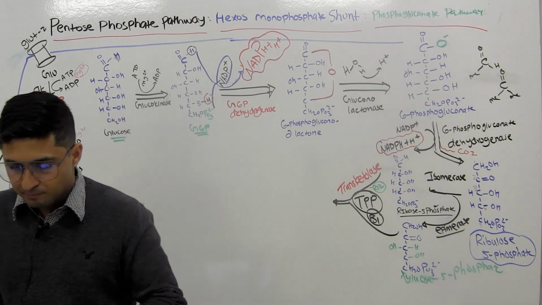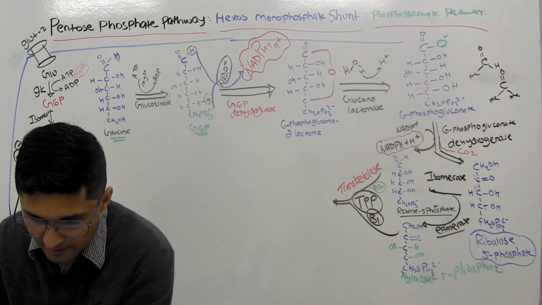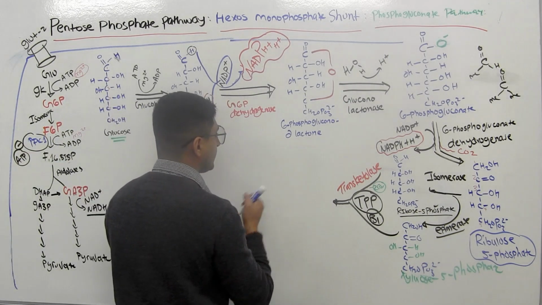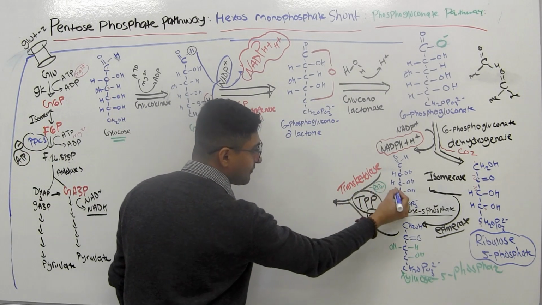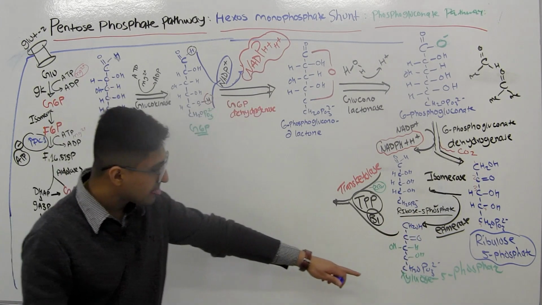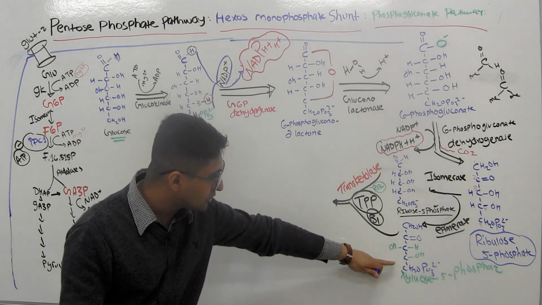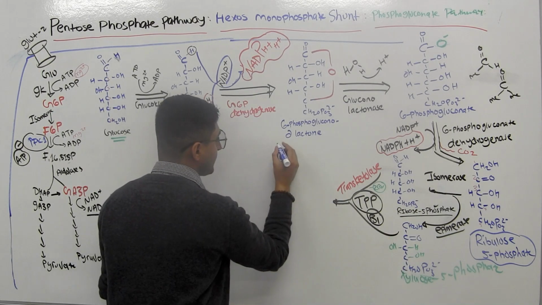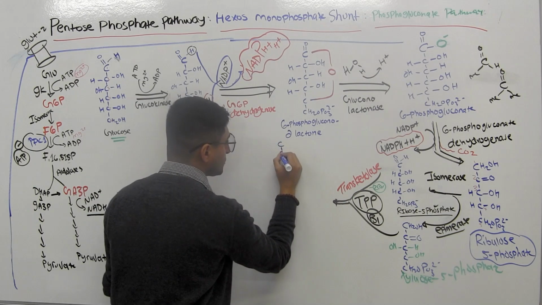So when you have a transketolase, it's going to donate 2 carbons. What is going to happen? This is already 5, right? So if you donate 2 on here, I'm going to write this compound right here, okay, guys, because this is going to be 7 here.